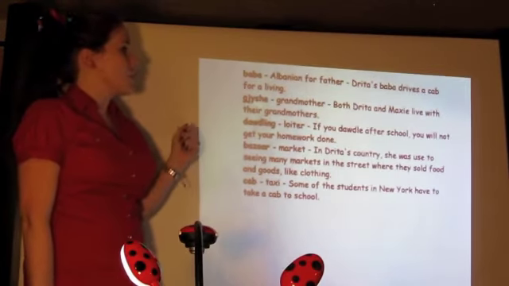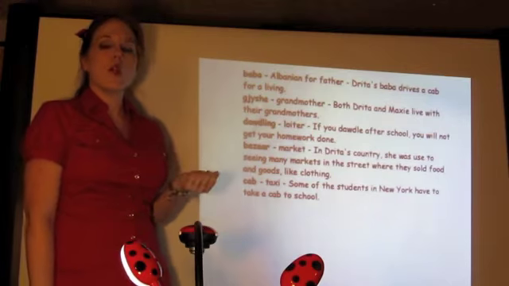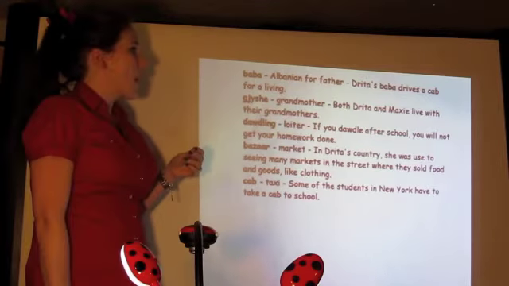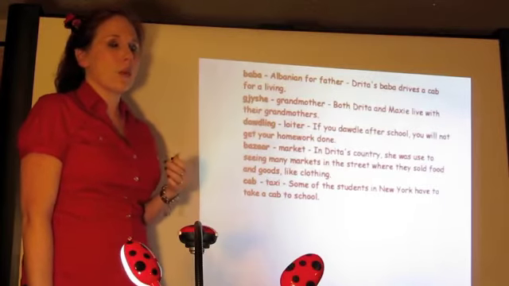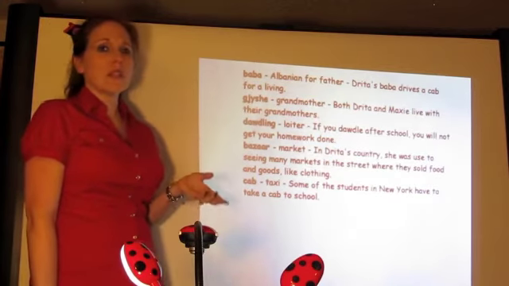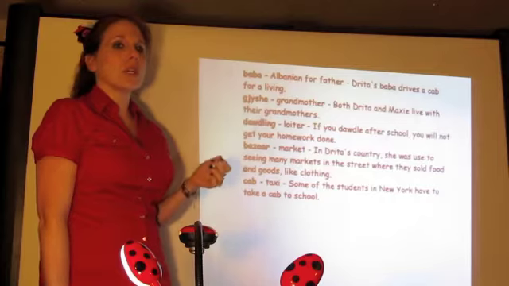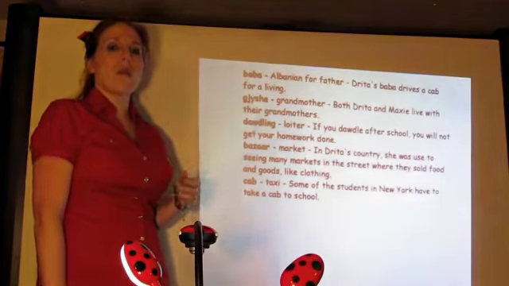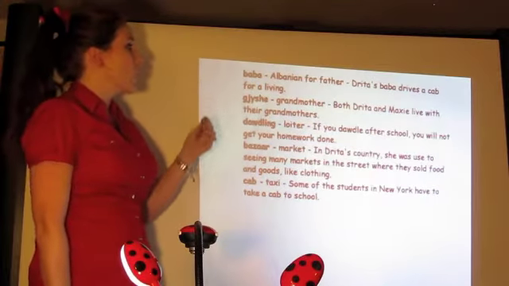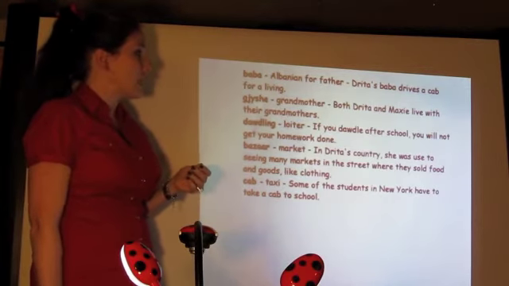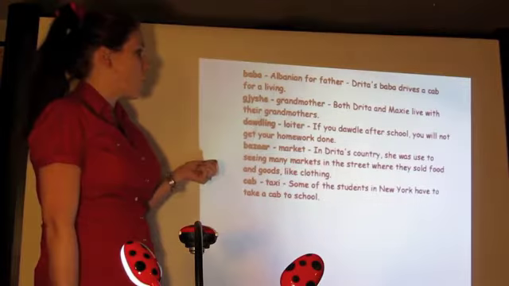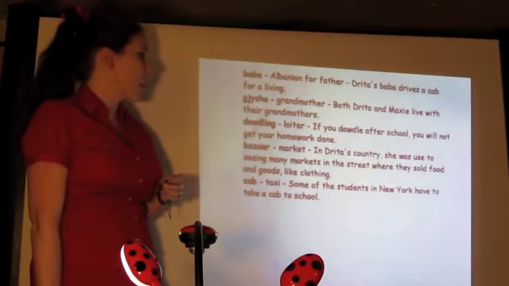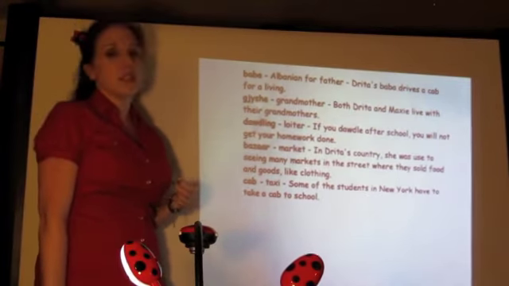These words are going to be words that Drita uses for the most part. Sometimes they're Albanian words, and there's going to be a lot of Albanian words in the book, and have the students write them down in their reading journals so that you can go over those words with them if they're unsure what they mean. So the word baba actually is Albanian for father, and I use that in a sentence to make them understand how it works. Gjyshi is grandmother. The word dawdling means to loiter.